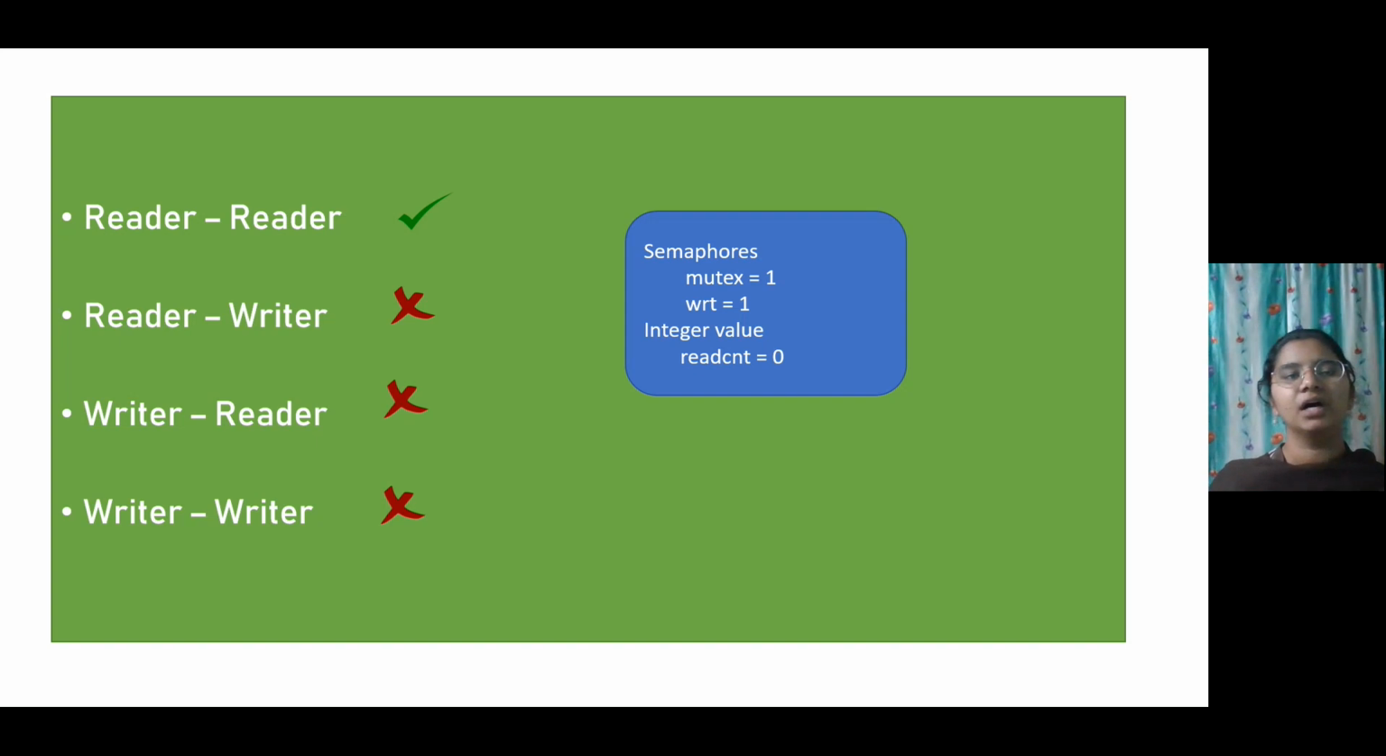In the fourth case, a writer is making modifications to the shared database, and the other process that requested the critical section is also a writer. Then both are trying to make changes to the same database simultaneously, so it will be inconsistent. Both cannot make changes to the same data simultaneously. So these are the four cases of the readers writers problem, in which we have a problem with three cases while one is an exception.